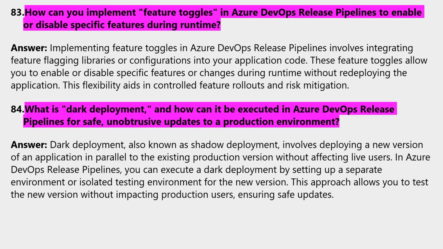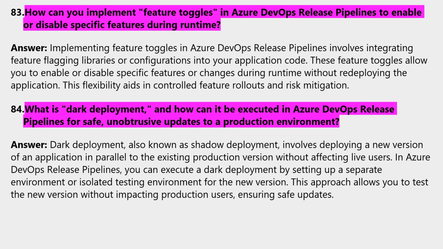How can you implement feature toggles in Azure DevOps release pipelines to enable or disable specific features during runtime? Implementing feature toggles in Azure DevOps release pipelines involves integrating feature flagging libraries or configurations into your application code. These feature toggles allow you to enable or disable specific features or changes during runtime without redeploying the application. This flexibility aids in controlled feature rollouts and risk mitigation.